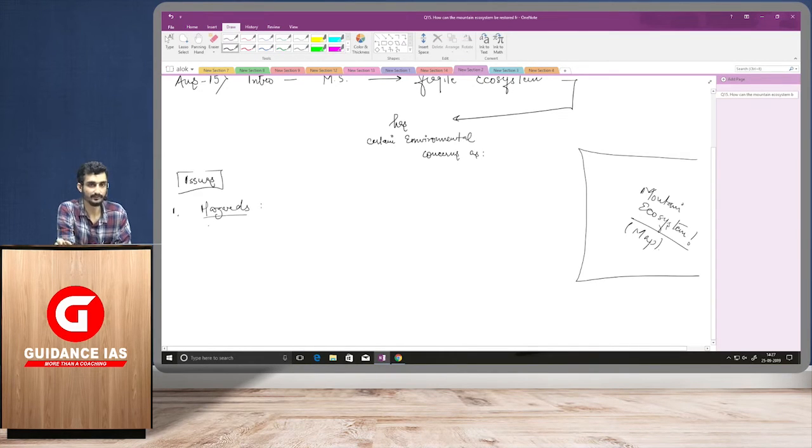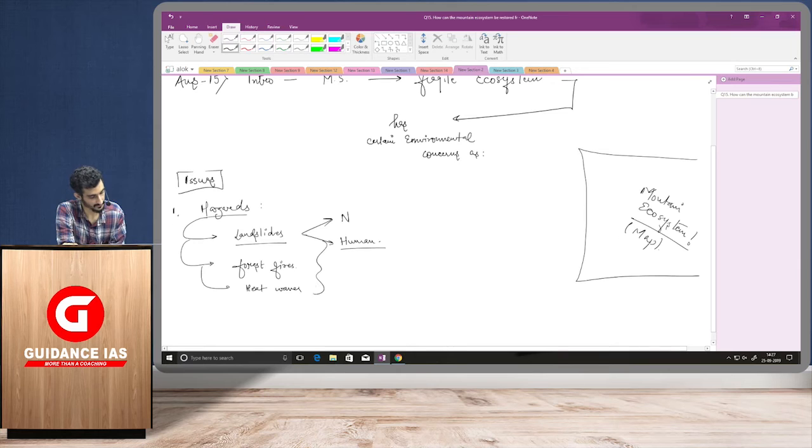See, mountain ecosystems are fragile in the sense that they are recurrently prone to landslides. This can be natural and this can be human induced, due to human constructional activities and changing the tectonic stability of the ecosystem. Then there can be an influx of forest fires, then there can be heat waves.